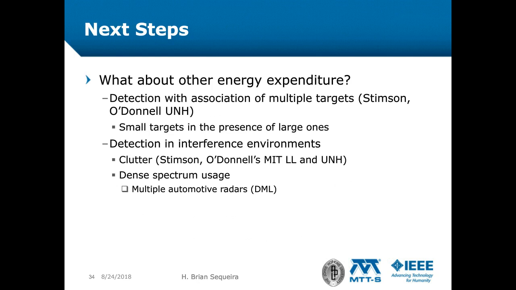We have examined only the energy expended on target illumination. What about other energy expenditures? To understand this, we must look at the more complicated case of detecting multiple targets, which requires the radar to properly associate each detection with each target and have sufficient dynamic range to detect small targets in the presence of large ones. Discussion of this topic in Airborne Radar by George Simpson and in the University of New Hampshire, or UNH, version of Bob O'Donnell's online video course provides excellent information on the subject.